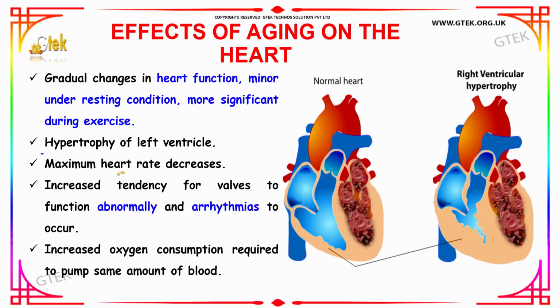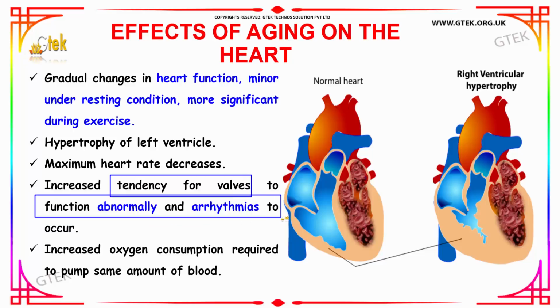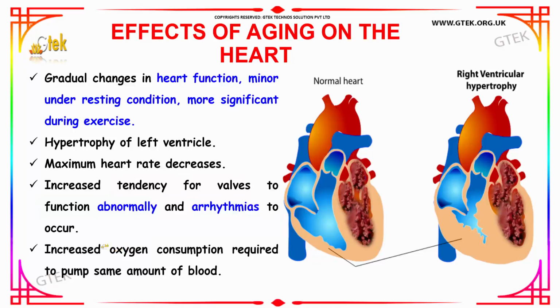The heart rate decreases, and this leads to a tendency for the valves to function abnormally and stenosis to occur. So this leads to the abnormal functioning of the valves, and the pumping of the blood in the heart is improper. It requires increased oxygen consumption to pump the same amount of blood. So these are the effects of aging on the heart.